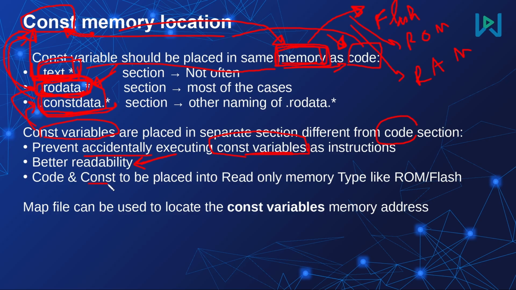And finally, as stated before, the recommendation always is that your code and const variables must be placed within the same memory area. And in general, this memory will be either ROM or flash for small embedded devices like microcontrollers. And to spot the location of your const variables, it is recommended to inspect the map file generated by your linker.